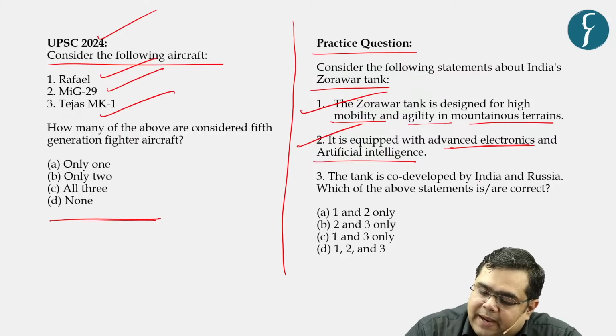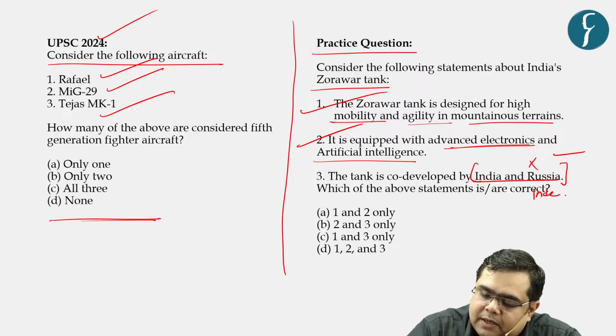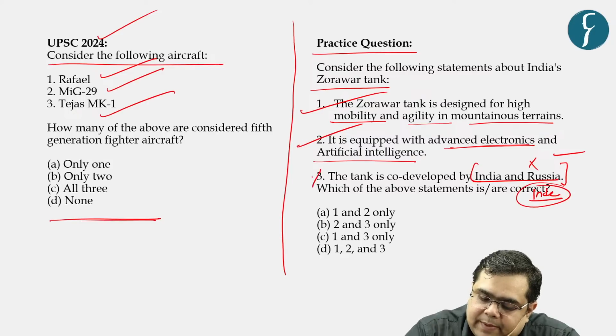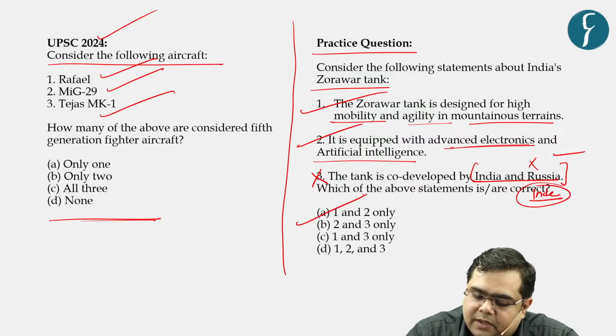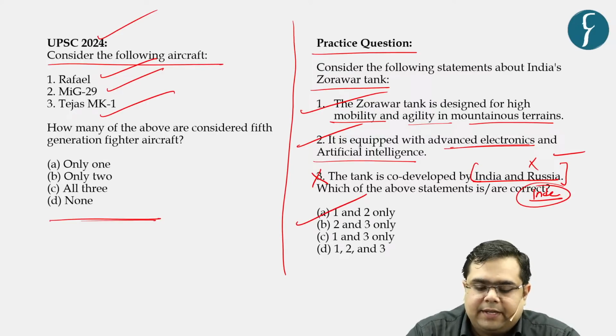The tank is developed by India and Russia, right? So, is it developed by India and Russia? No, it has been indigenously developed. So, statement 3 being wrong, the right answer is 1 and 2 only.